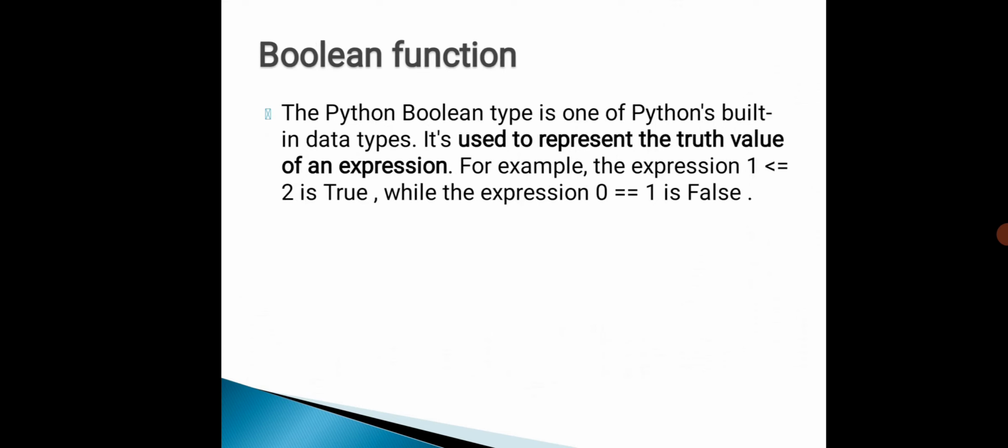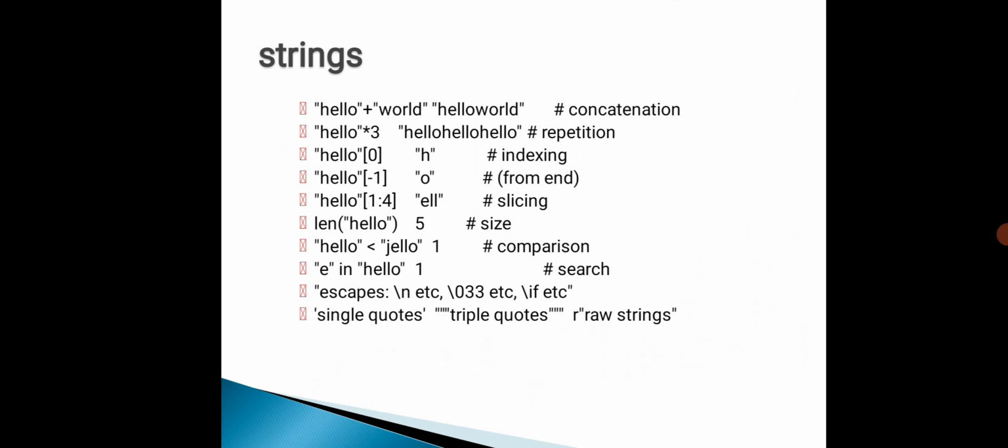Boolean function. The Python Boolean type is one of Python's built-in data types. It is used to represent the truth value of an expression. Strings: "hello" plus "world" equals "hello world".